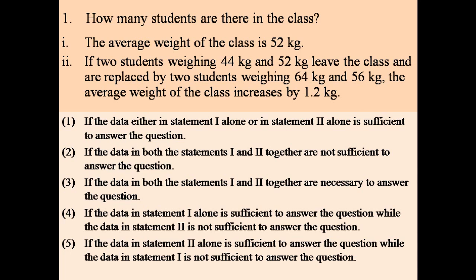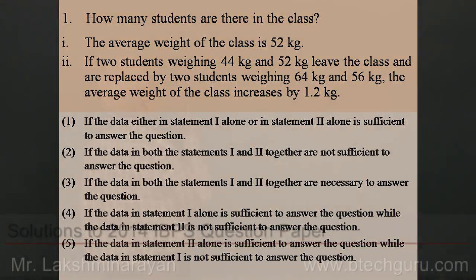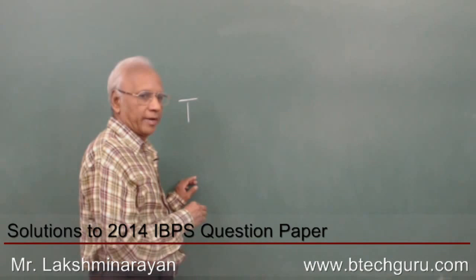Second statement says, if two students weighing 44 kilogram and 52 kilogram leave the class and are replaced by two students weighing 64 kilogram and 56 kilogram, the average weight of the class increases by 1.2 kilogram. So, what is actually happening here? 44 kilogram weight student and 52 kilogram weight student are leaving the class. So, whatever may be the total weight of all the students in the class, that total weight, suppose I call it total weight as T, minus 44.